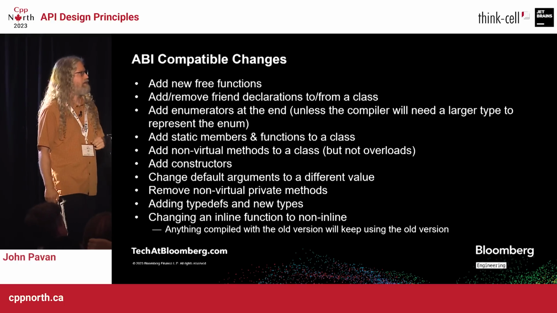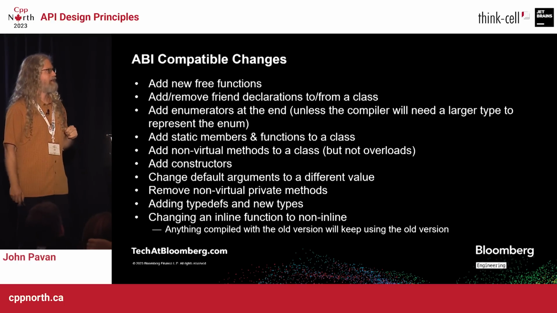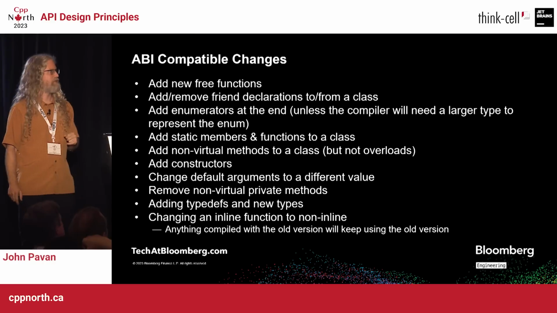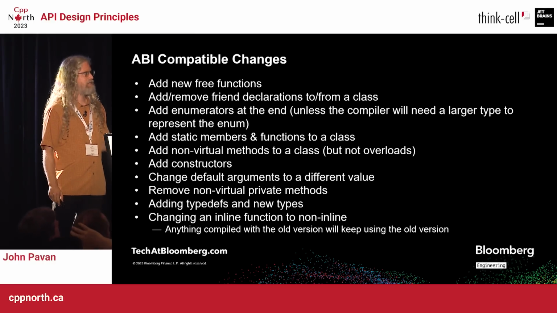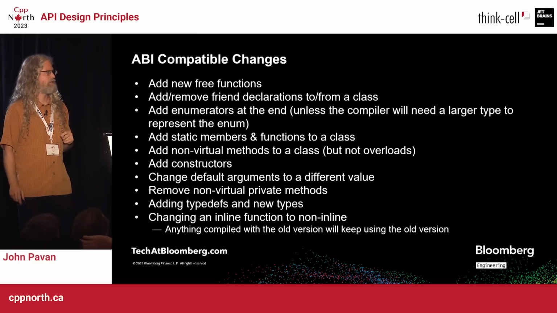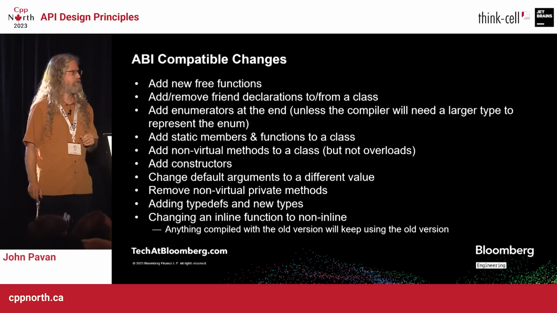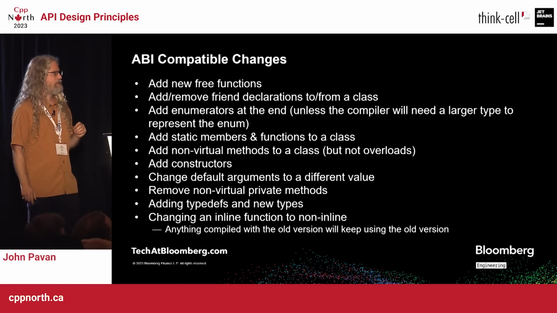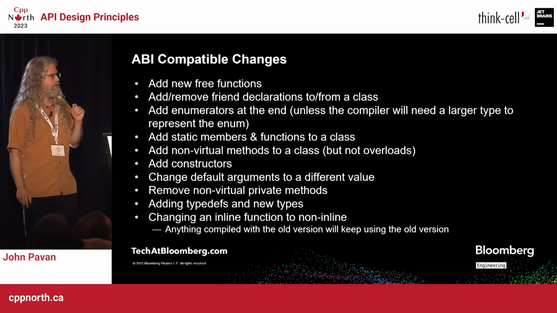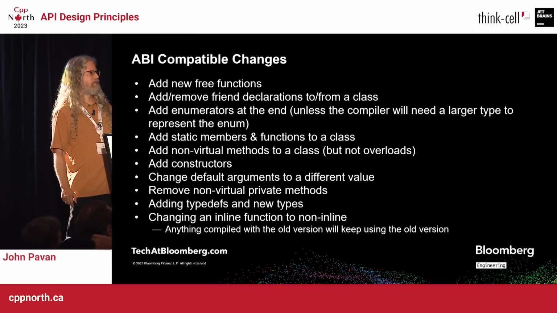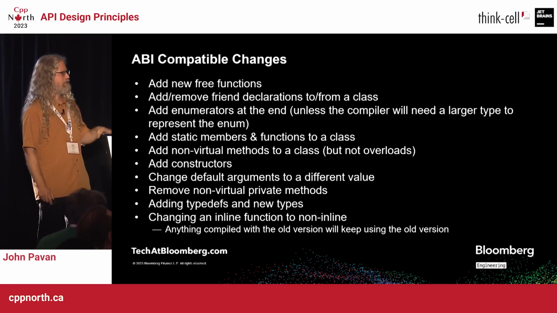If you are modifying something and you don't want to break the ABI, you are allowed to add new free functions, add and remove friend declarations from the class, and add enumerators at the end of the enum, but only if the compiler will not need a larger type to represent the enum. You can add static members and functions to classes. You can add non-virtual methods to a class, but not overloads. You can add constructors. You can change default arguments to a different value, although if you do that, you should be aware that the previously compiled version is going to be using the old default value. You can remove non-virtual private methods.